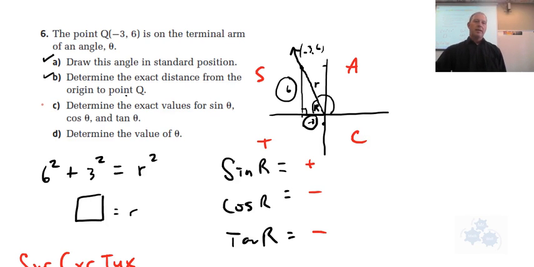And then D, determine the value of theta. You take any one of these ratios, use the second function, and then solve for r. That's the reference angle, so 180 minus r is your original angle theta here. Okay?